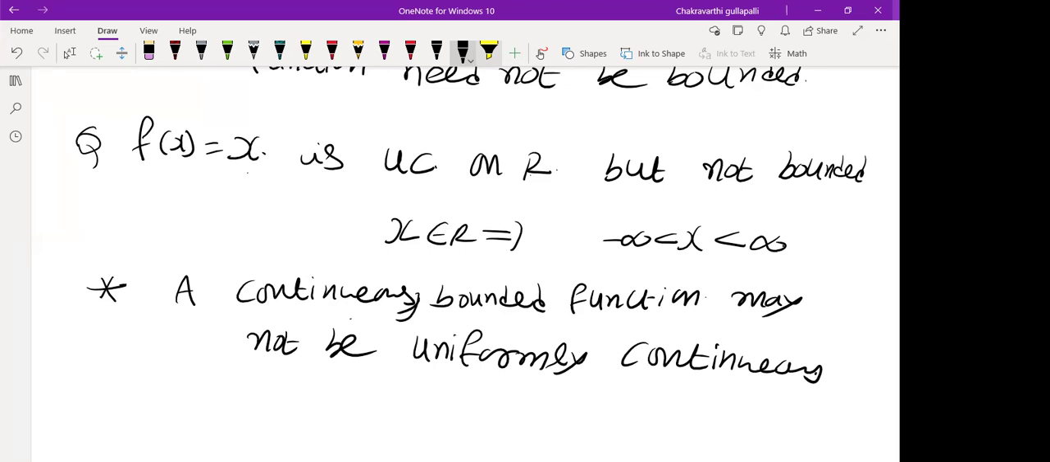Then when is it going to be continuous on the infinite intervals? So let us see that. So we have a concept again, another interesting definition.